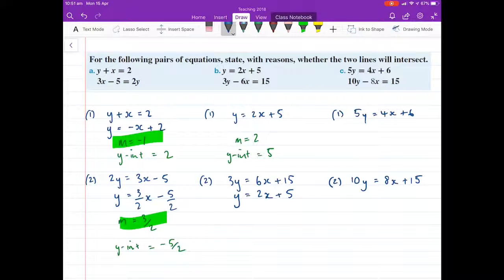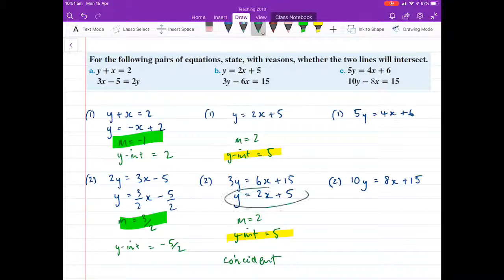All right. Now you can probably already see what's happening here. We've got a gradient of 2 and we've got a y-intercept that's also the same at 5. Now because we've got the same gradient, we know that they don't necessarily cross over, but the kicker with this one is that our y-intercept is also the same. So that means that these are a pair of coincident lines. You can see by the equation when we've rearranged it, that they're exactly the same. So that's that situation where we have coincident lines and they sit exactly on top of each other.